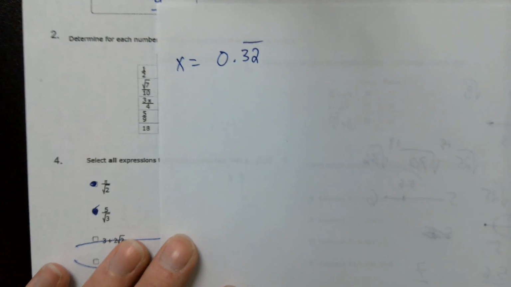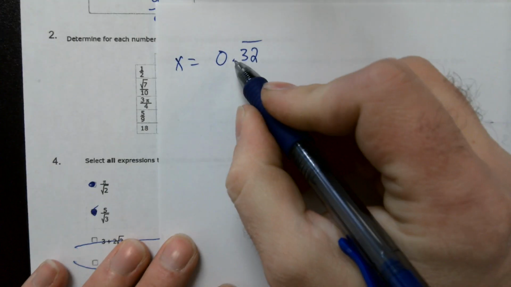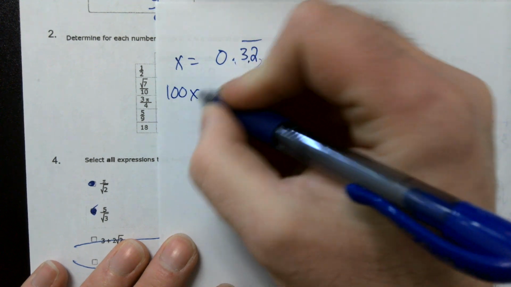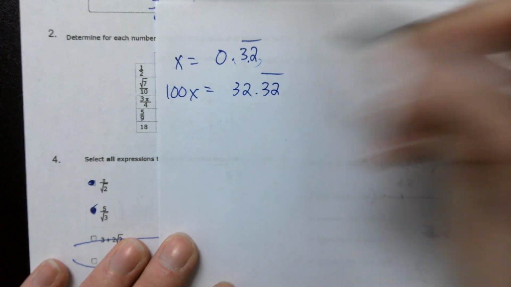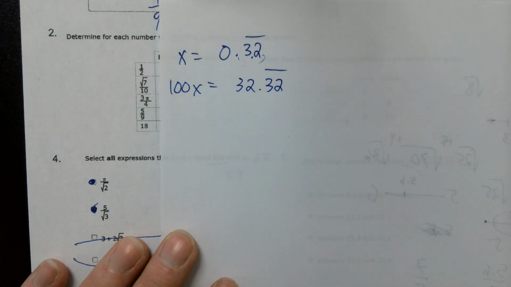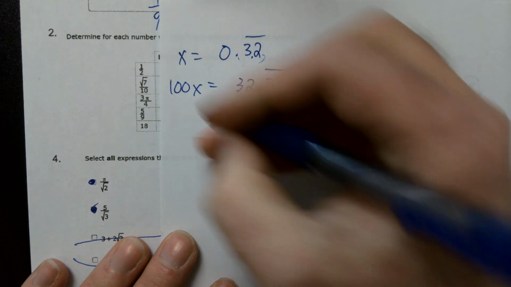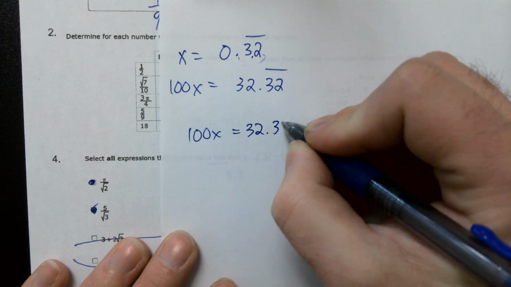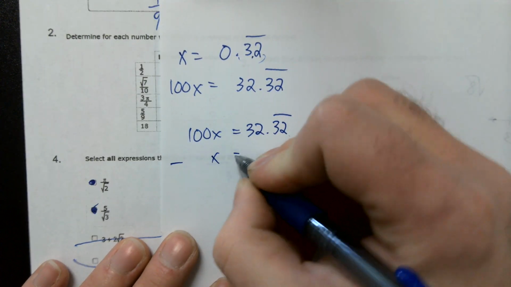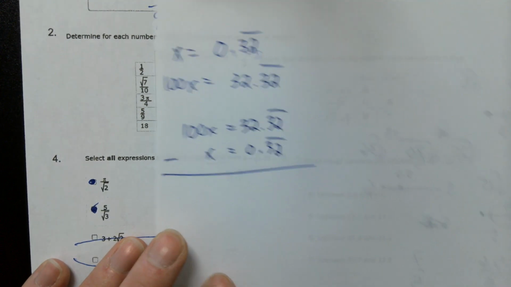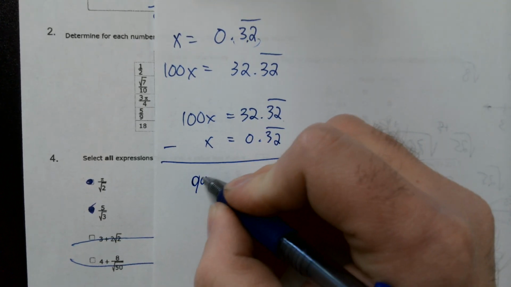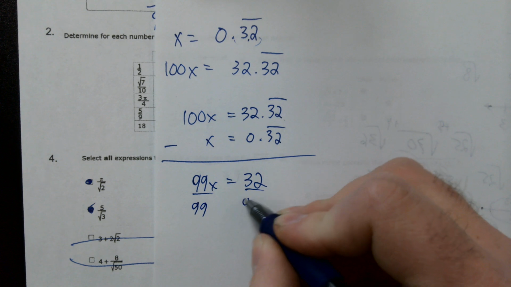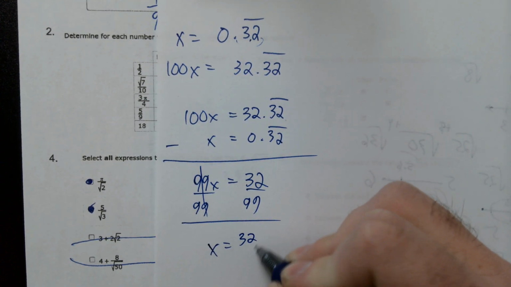Well, let's say x is equal to 0.32 repeating. I can't move this decimal one space. I want to move it 2 spaces. So I'm going to do 100x. 32.32 repeating, right? You guys see that? Yes. Well, if I do 100x equals 32.32 repeating minus x equals 0.32 repeating, what do I end up with? 99x equals 32. How can I get x all by itself? Divide by 99. Watch this. X equals 32 over 99.